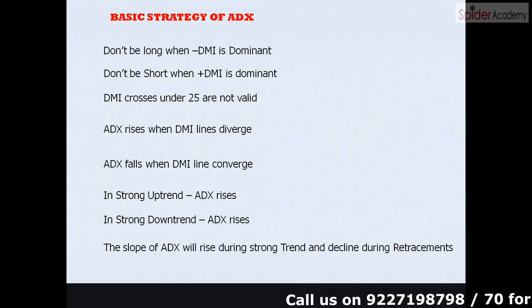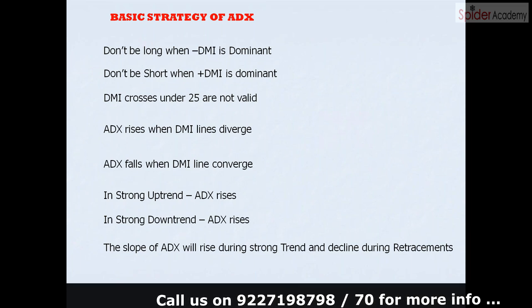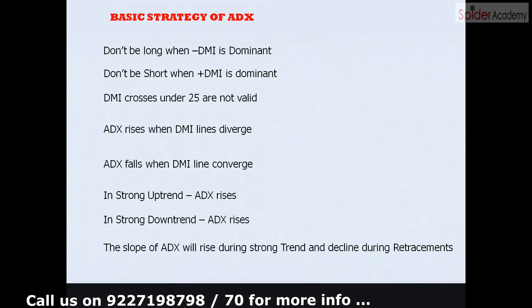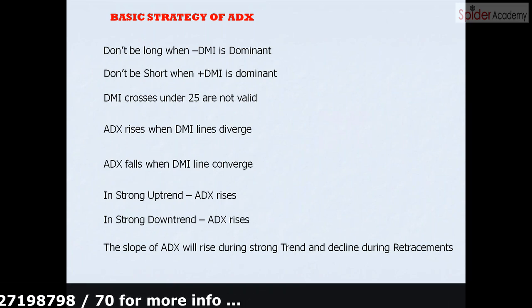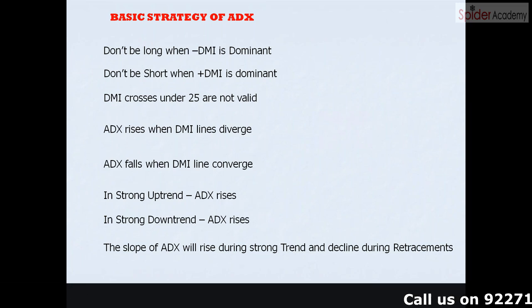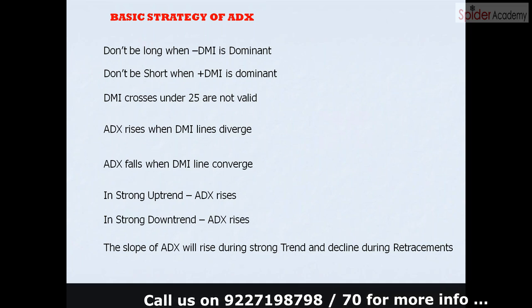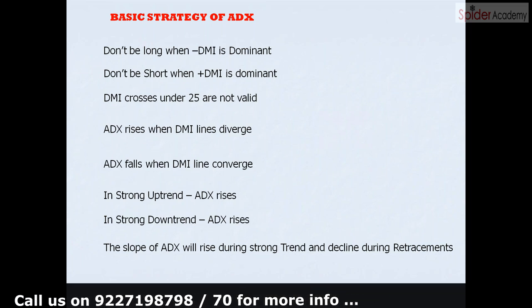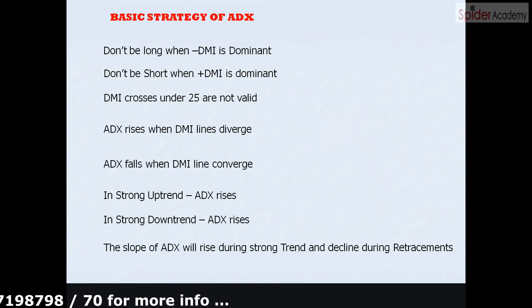The slope of ADX will rise during the strong trend and decline during retracements. अभी क्या होता है कि फॉर एग्जांपल निफ्टी it opens positive, ऊपर आता है, ADX will rise. वन साइड तो ऊपर नहीं जाएगा, थोड़ा ऊपर जाएगा 100 पॉइंट, फिर 50 पॉइंट का रिट्रेसमेंट आएगा. जब रिट्रेसमेंट आएगा तब ADX डाउन होगा. सो दिस इज द करेक्ट वे टू एक्सेस अ ट्रेंड.